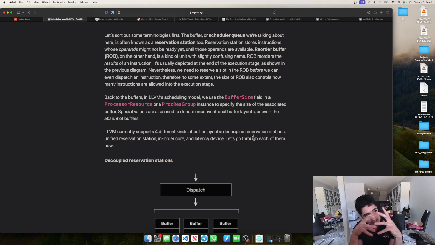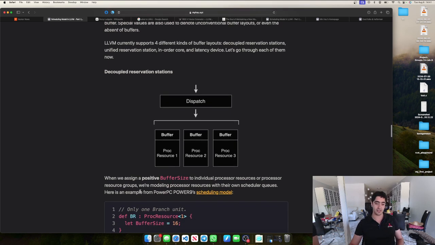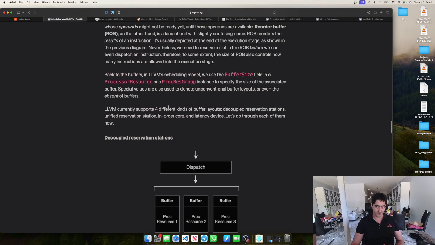Decoupled, it's so the couples together, we decouple now, and then we have a reservation station, probably. Unified, there are these rebels, you want to be nice to each other. We unify and we put them in the reservation station. In-order core, so everyone has a core, you don't want to be out of order, man. And then we have the latency device, which is, you don't want latency, man, because you want to be fast. So that's good, man. Decoupled reservation stations, then unified, then in-order core, then latency devices. Did you like that?